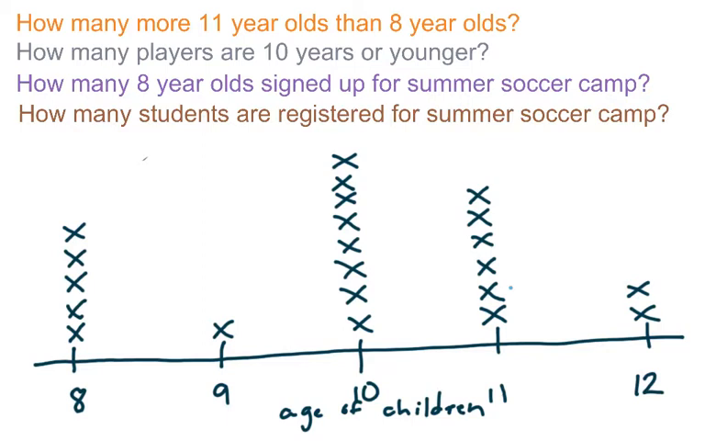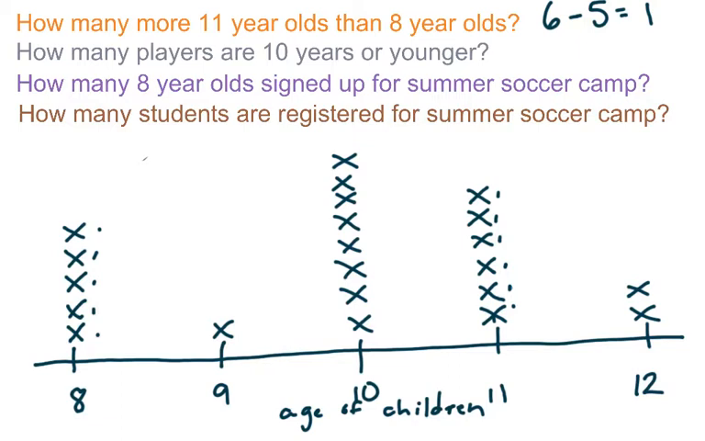Now what I need to do is figure out how many 11-year-olds. 1, 2, 3, 4, 5, 6. So 6 11-year-olds compared to 8-year-olds. 1, 2, 3, 4, 5. So 6 minus 5 would be what? 1. So there's 1 more 11-year-old than 8-year-old.